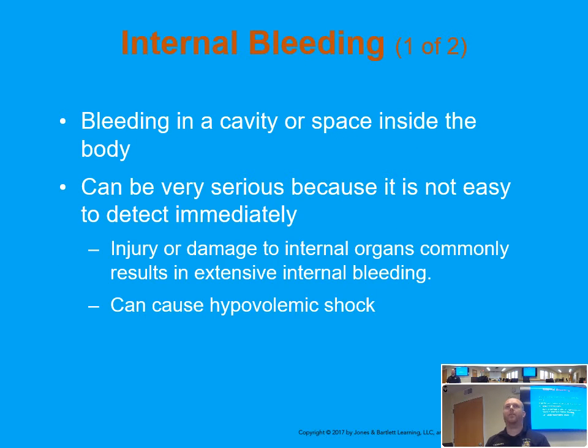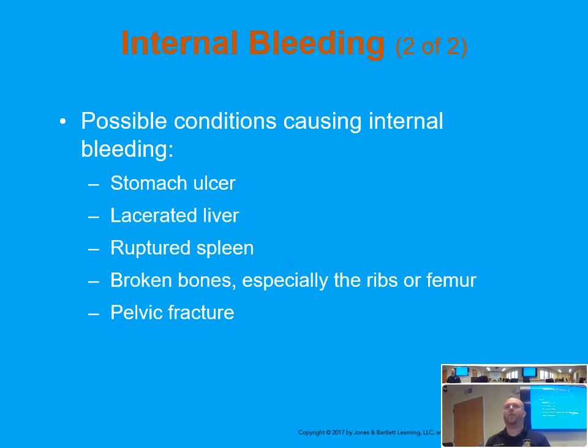Internal bleeding, bleeding in a cavity or space inside the body, can be very serious because it's not easy to detect. Injury or damage to internal organs commonly results in extensive internal bleeding, which can also lead to hypovolemic shock or hypoperfusion to tissues. Conditions causing internal bleeding could be stomach ulcers, lacerated livers, ruptured spleens, broken bones, especially your ribs and femur, and pelvic injuries.